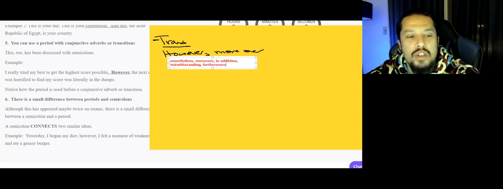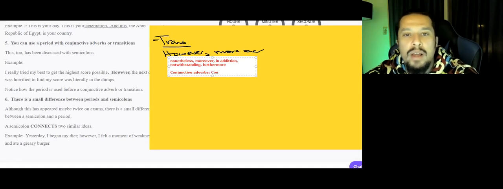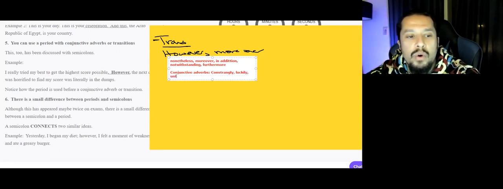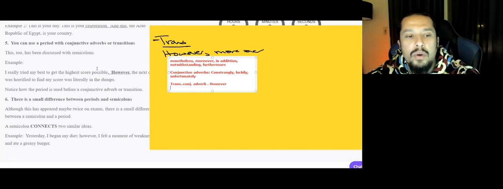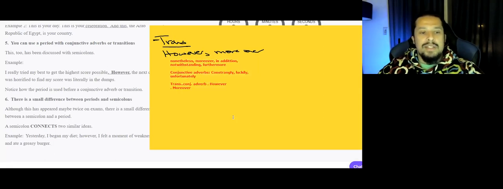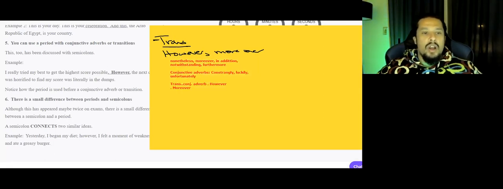Furthermore, right? These are transitions. Conjunctive adverbs, right? Those are, for example, words ending in -ly: contrastingly, luckily, unfortunately. So these are conjunctive adverbs. With a transition and with a conjunctive adverb, we can use period, however, or period, moreover. These are acceptable.